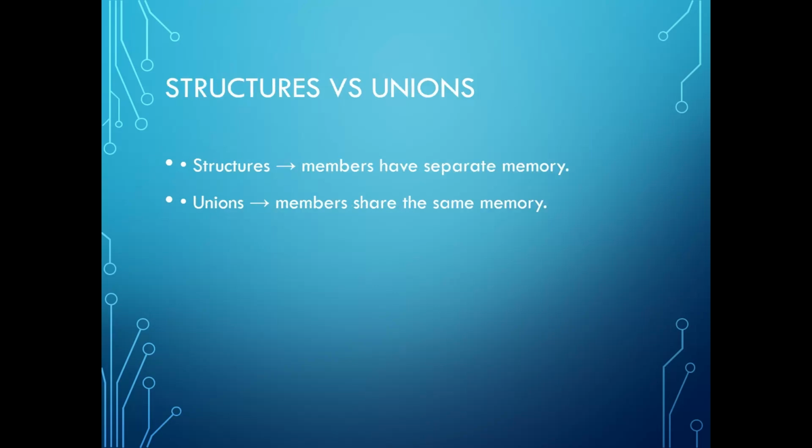Coming to structures versus unions, what is the difference between these two? In structures, every member has its own space. In unions, all members share the same space, the same memory. So a structure would have different memory for each member, but a union would have only one memory, whichever is the largest one, and that memory is shared. That's the difference between structures and unions.